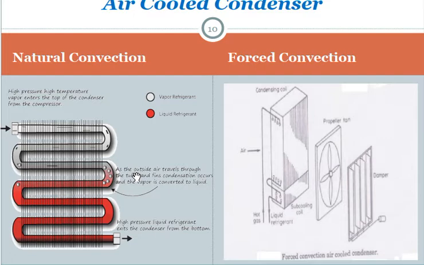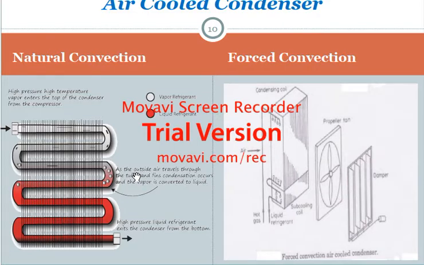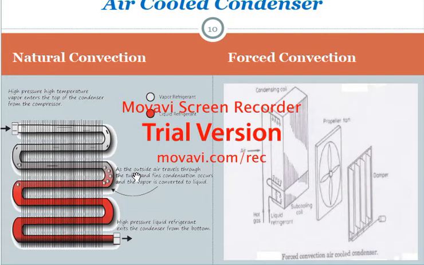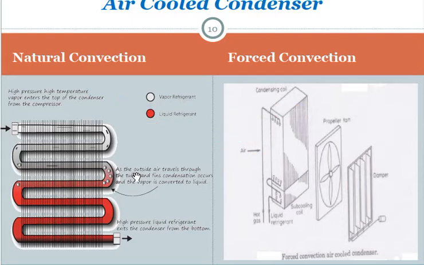And how about forced convection? We use a propeller or fan to push the air through the fins. So now we have high velocity to push air through the fins. Maybe we supply more air than in the natural convection system. Actually this one is more effective, but we have to supply more energy to the fan motor.